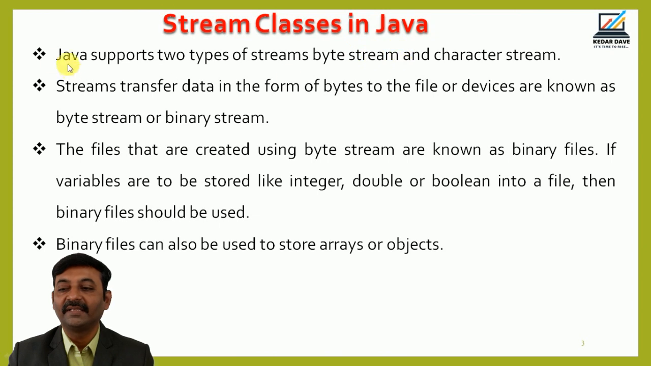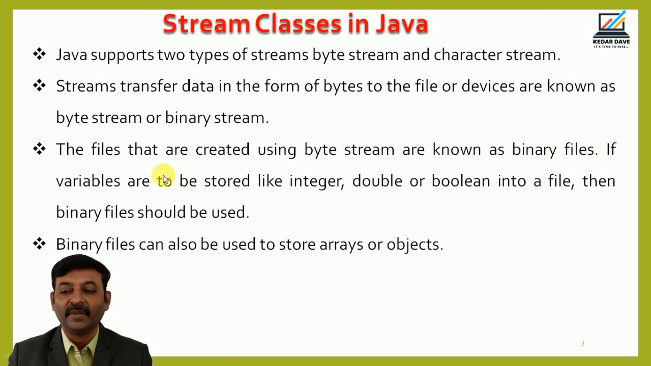So stream classes in Java programming: Java supports two types of streams. The first is the byte stream, and the second is the character stream. Streams that transfer data in the form of bytes to a file or different devices are known as byte streams or binary streams. And the files that are created using byte streams are known as binary files.